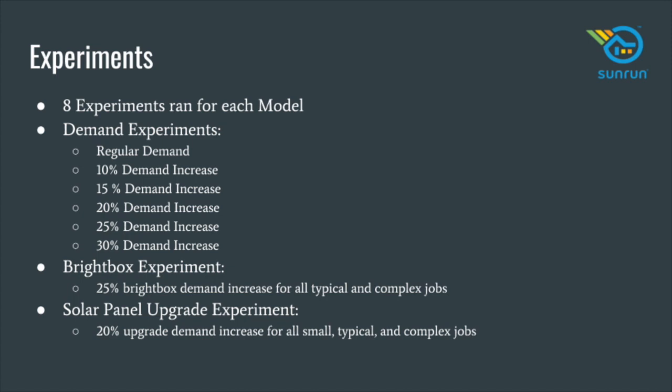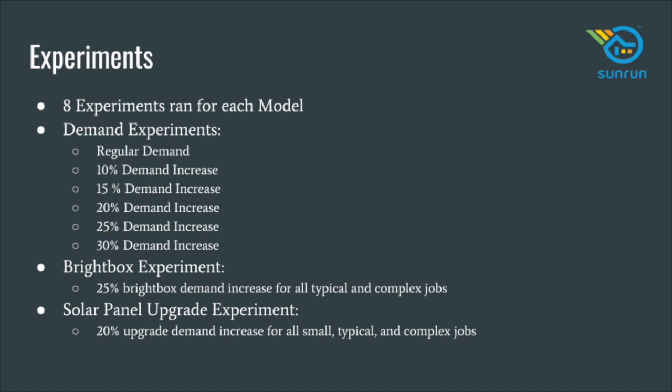Within each respective model, we created 8 experiments to model an increase in demand, bright box demand, and solar panel upgrade demand. We created experiments for regular demand and from a 10% to a 30% demand increase. To account for these increases in demand, we made a reference property for the in-arrival time, and within the distribution, divided the parameter value by its respective increase. For example, a 10% demand increase gives the in-arrival time of random.exponential 0.37898 divided by 1.1.